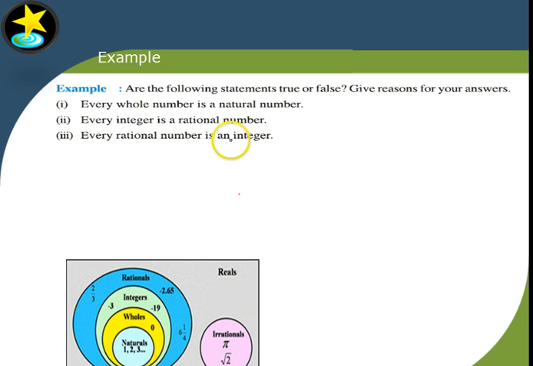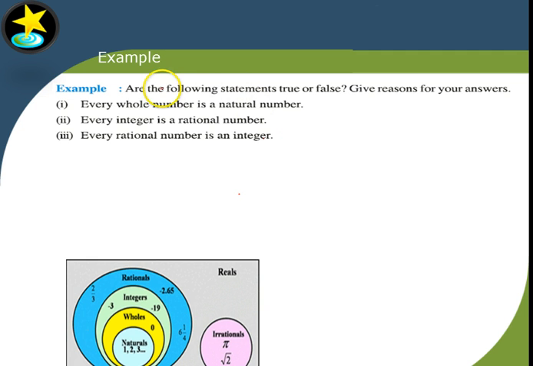Every rational number is an integer. Now if you check every rational number and take an example of 2.3, which is a fraction, it is not an integer. So this is a false statement.